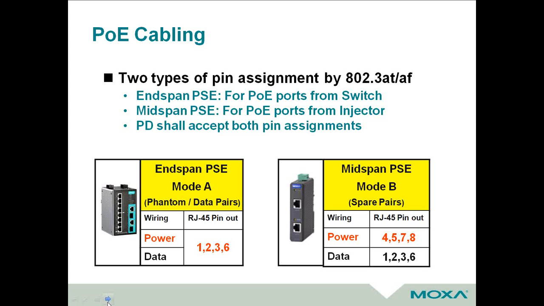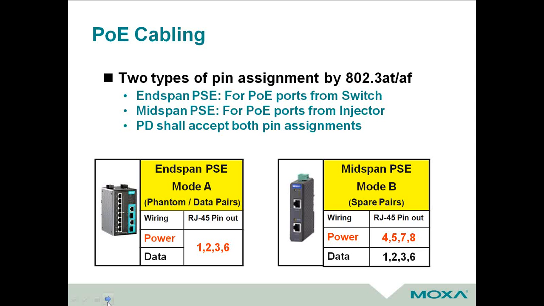There's a mode A and a mode B. There's a thing called end-span or mid-span, phantom pairs, data pairs, spare pairs. What does this all mean? Well, there's two ways to do PoE, it turns out. You can do it mode A, which is the most common way of referring to it today, and that is by using power and data over the same physical wires on that Ethernet cable. So in other words, pin 1, 2, 3, and 6 carry both the data and the power.